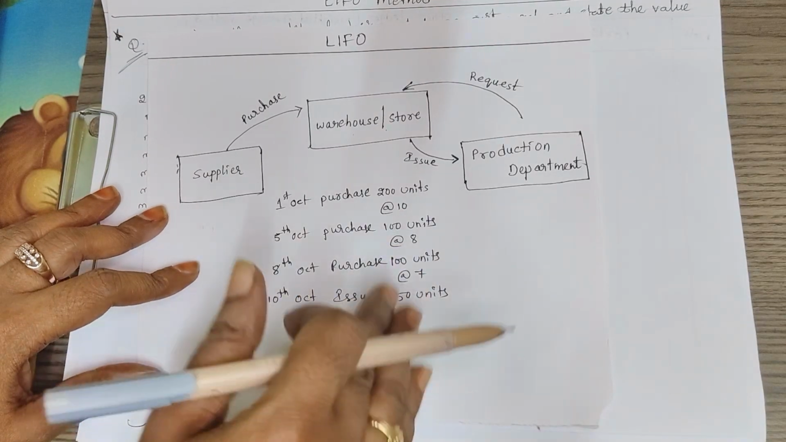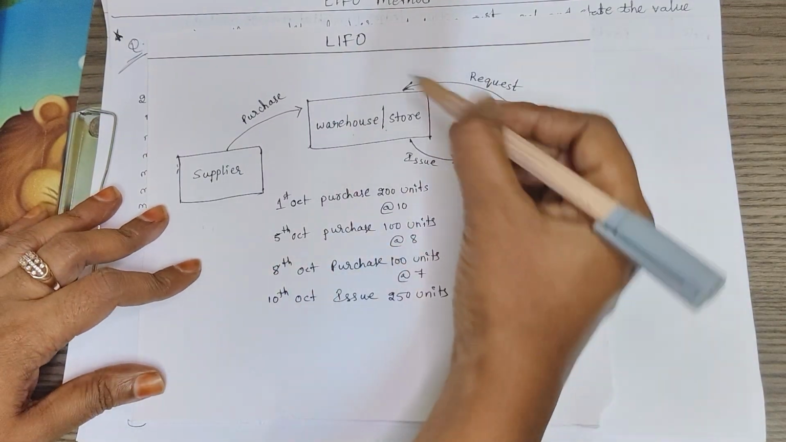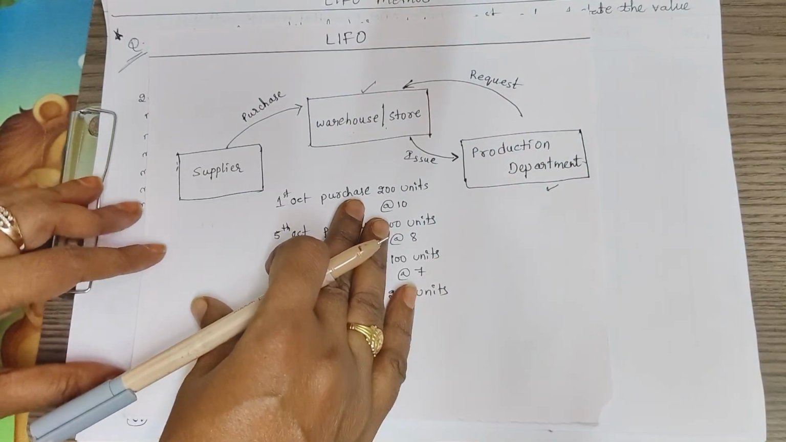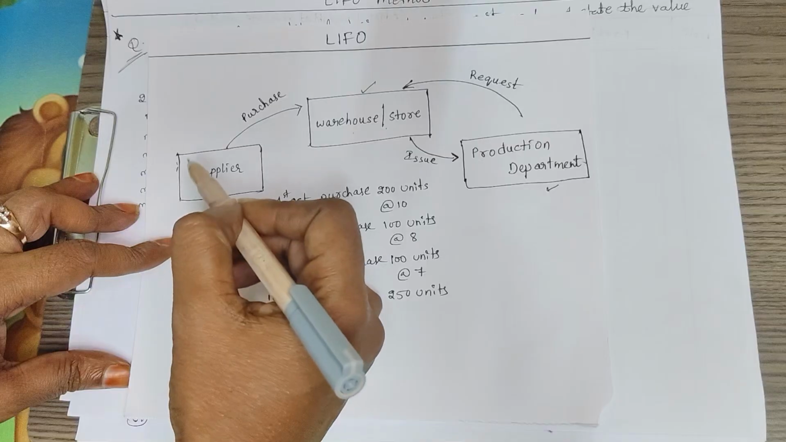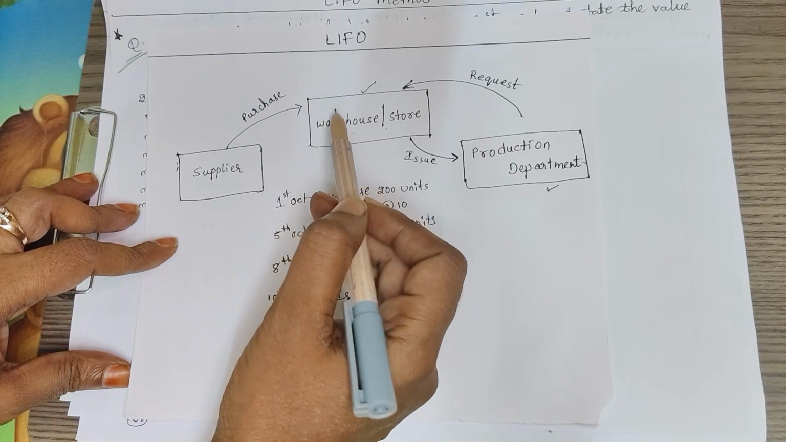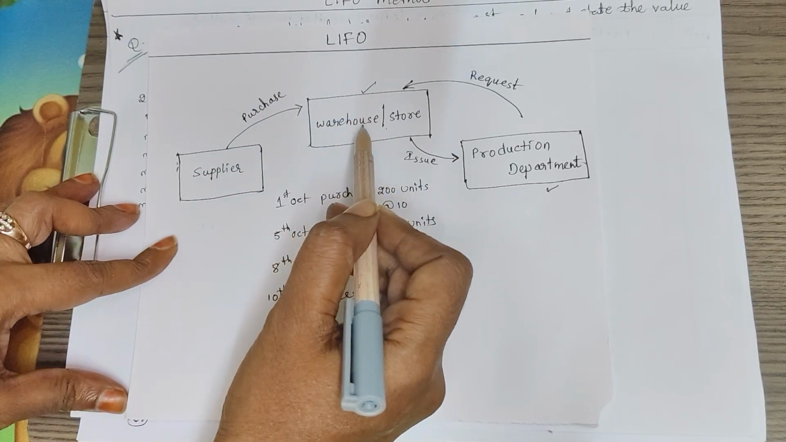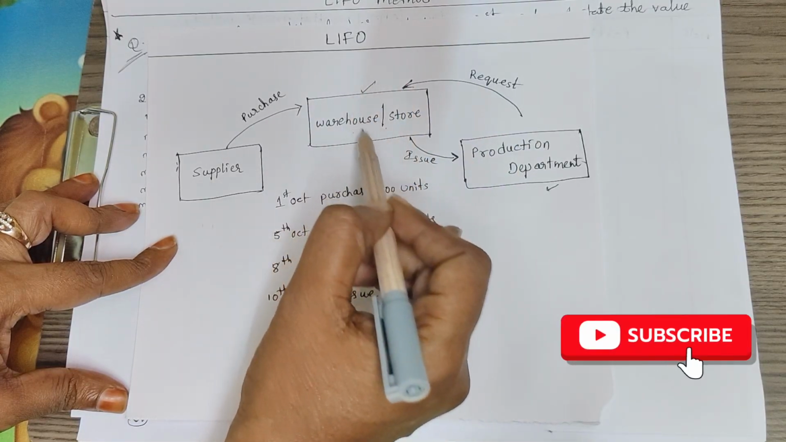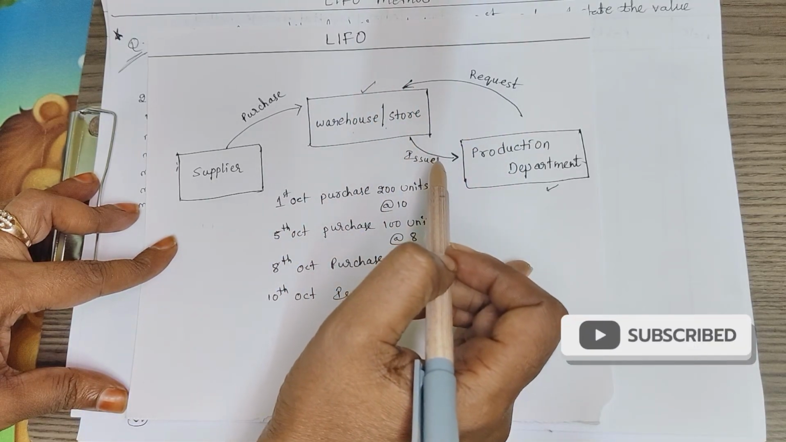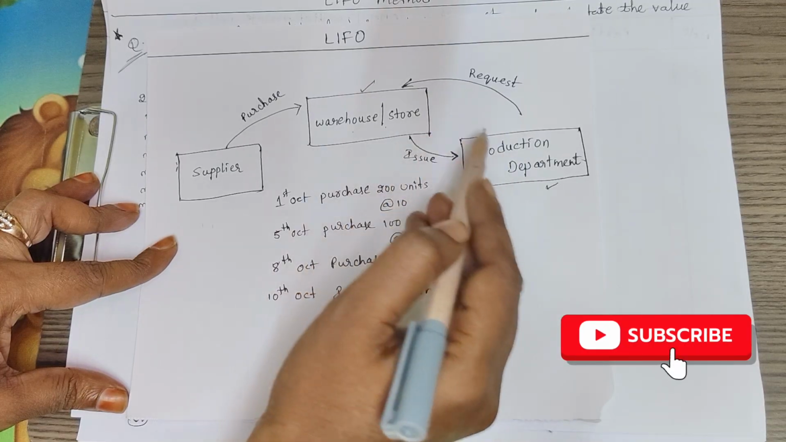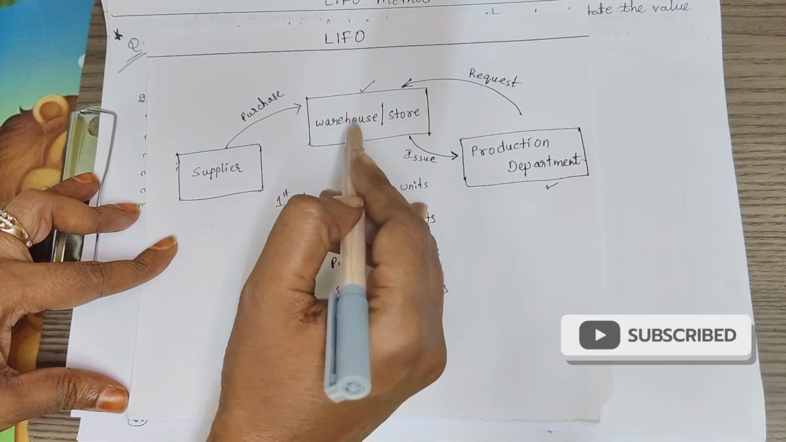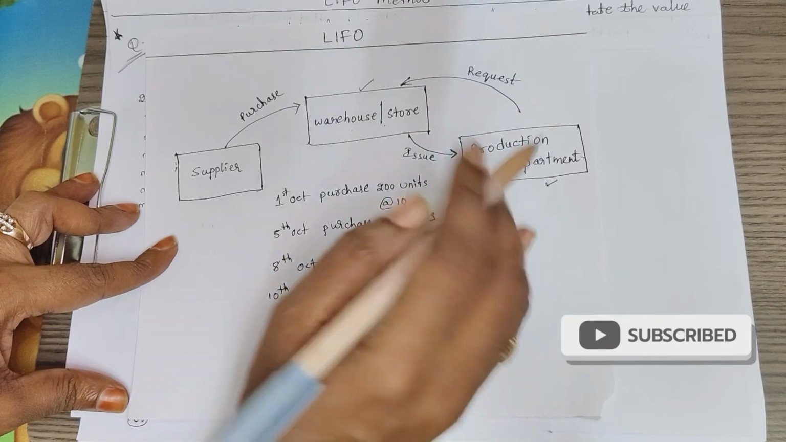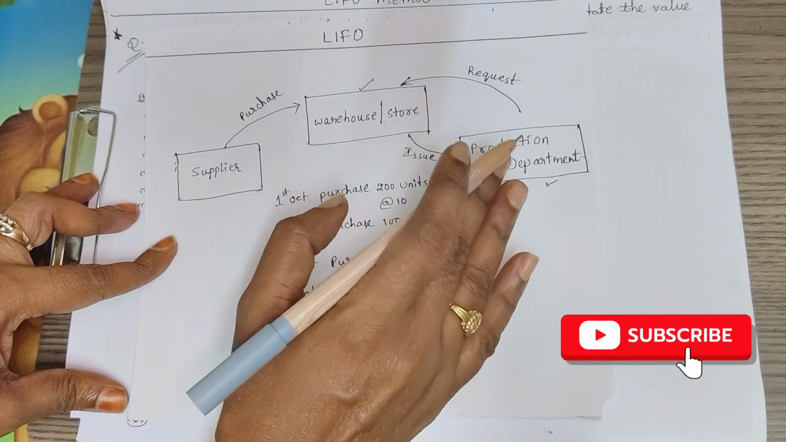For example, if you are running a factory, you need to maintain a warehouse and a production department. When you purchase raw material from your supplier, they will deliver to your warehouse. That is nothing but the store. By production department request, you will issue raw material to the production department. How much they require, they will request to the warehouse. Then the warehouse will issue that material according to the request to the production department. This process happens normally in the business.